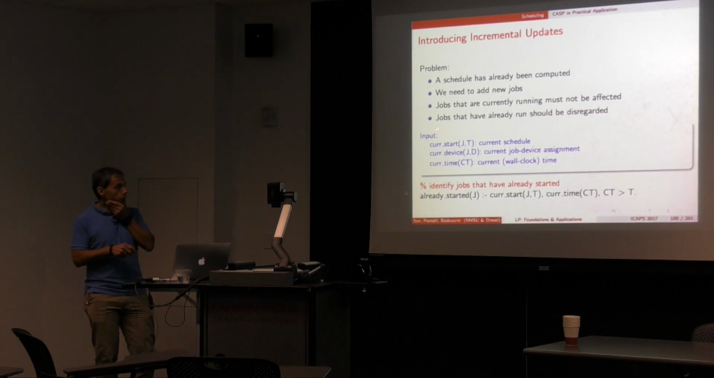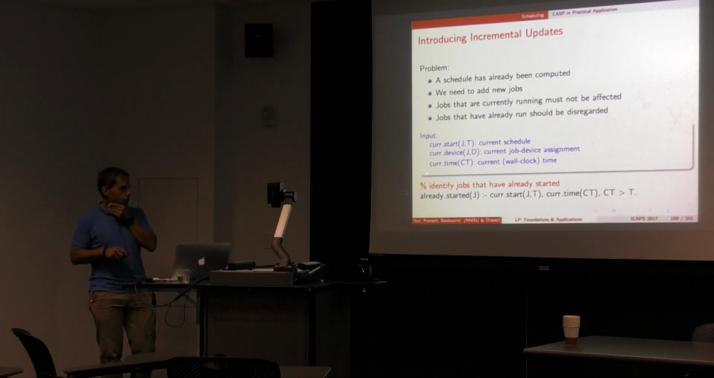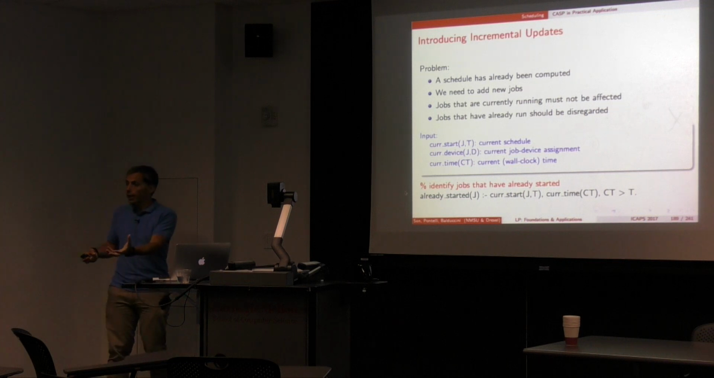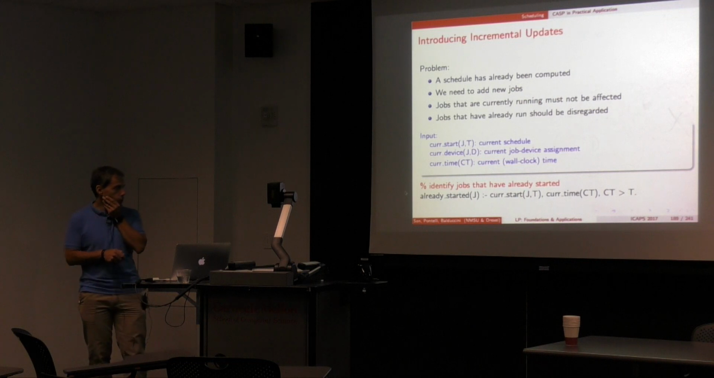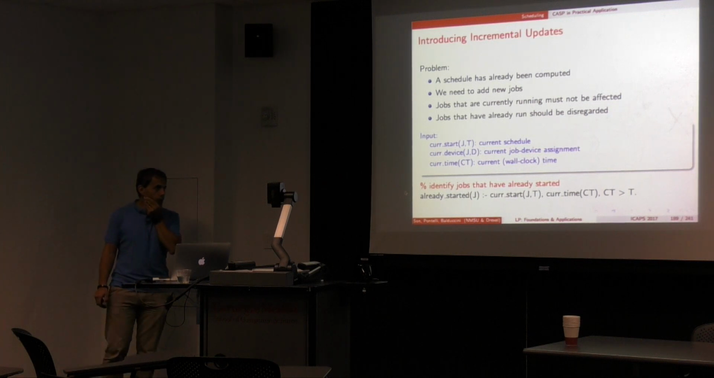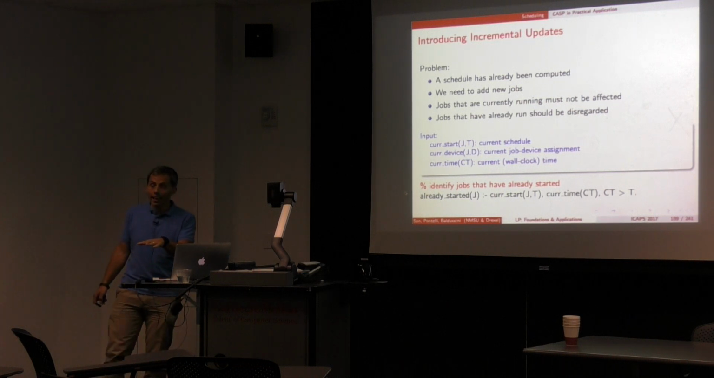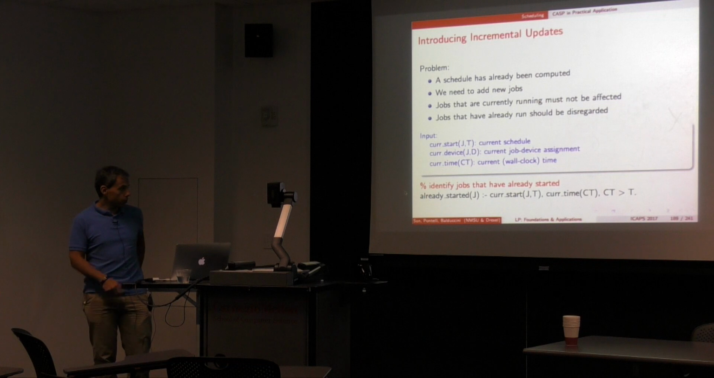So let's say that the current schedule is represented by these three relations: the current start of each job, the current device on which each job is running, device type really, and the current time, what time it is right now with respect to the existing schedule. So all of this describes the current schedule together with the current time. So how do we make sure that we introduce new jobs and do not cause any disruption to the currently running jobs?